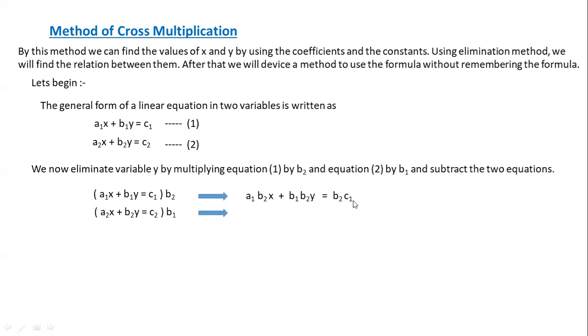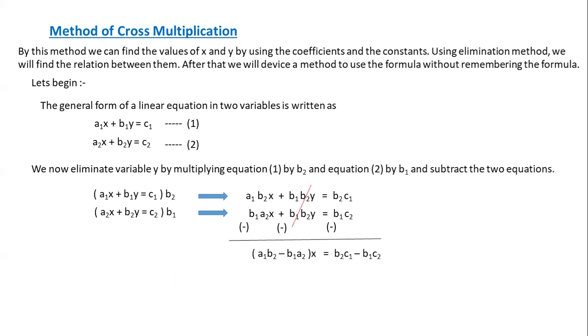Next, the second equation will take the form b1a2x plus b1b2y is equal to b1c2. Okay. Now, we go for subtracting these two equations. When you subtract, the term b1b2y, this is plus, this is minus, they will get cancelled. So, this cancels.